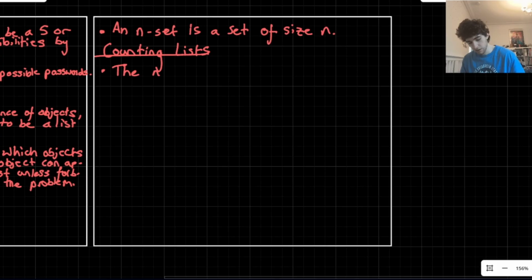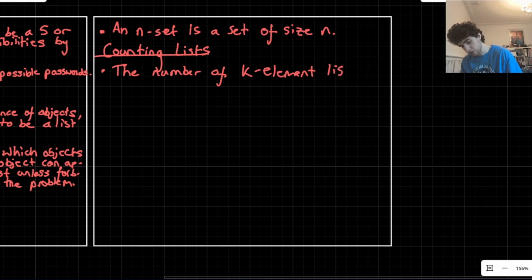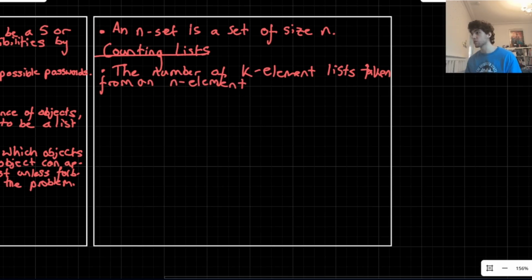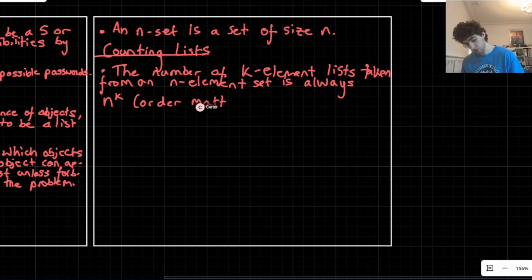So the number of k-element lists taken from an n-element set. Effectively we have a list of length k where each element in that list is taken from some set of size n. If this is the case, then the number of possible lists that we can make is always n to the power of k. Remember that order matters for lists. And in this specific formula, or trick, I'm assuming that repeated elements are allowed.